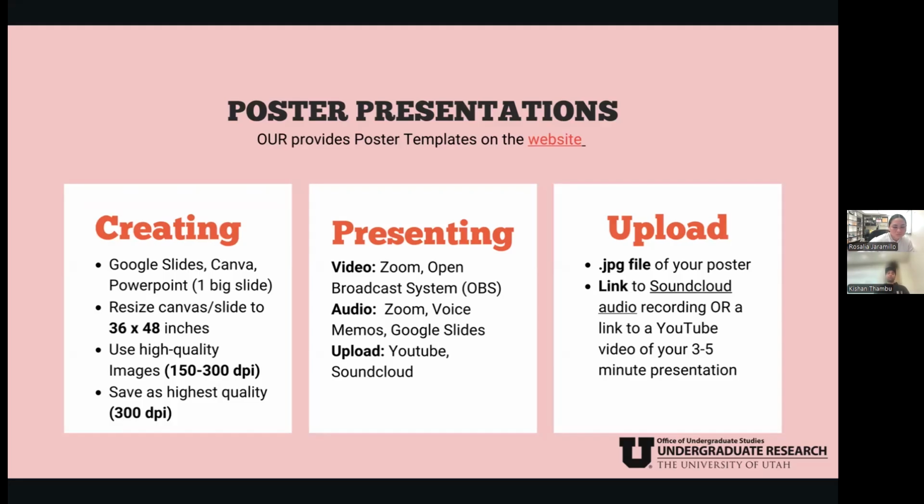To upload, we want a YouTube link or a SoundCloud link if it's an audio file. And then, like I said, we also want to see an image of your poster in a .jpg file. So this also includes a link to your SoundCloud audio if you're not doing a poster, or a link to your YouTube video of your 3 to 5 minute presentation on top of your poster.